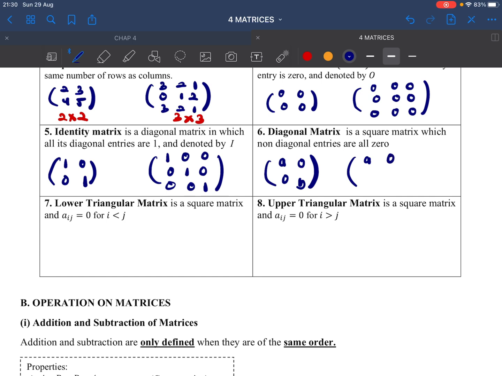So, contohlah, if we have 2, 0, 0, 0, 5, 0, 0, 0, 1. Okay, so this is what we call a diagonal matrix. Di mana diagonal dia can be any number.